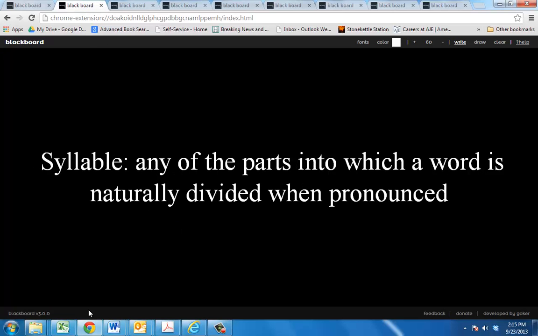So we need to talk about what a syllable is. That sounds like a silly thing to say, but I've found over the past couple of years that it's probably a good thing to go ahead and talk about it. A syllable is any of the parts into which a word is naturally divided when it is pronounced. So when we say a word like syllable, there are three separate sounds that make up that word. Syllable. Whereas a word like is, there's really only one sound that we have to make to create that word.